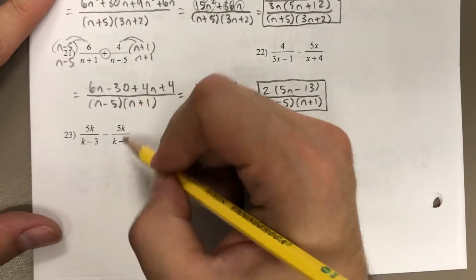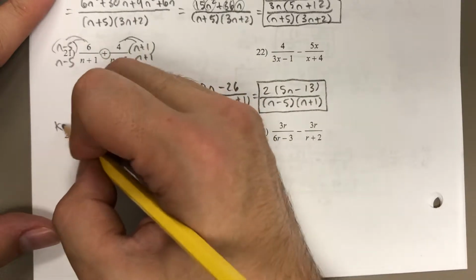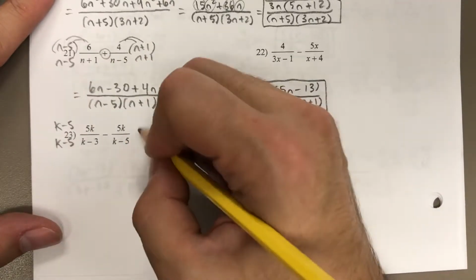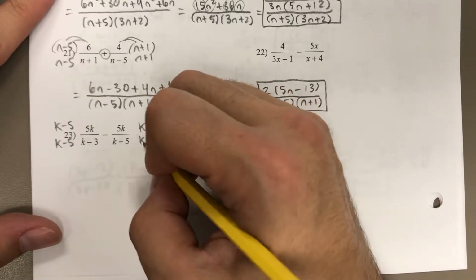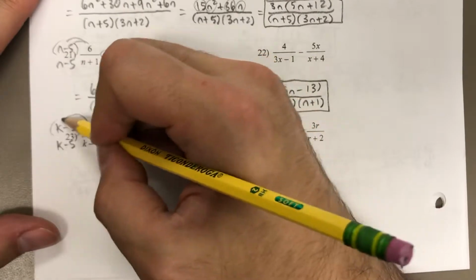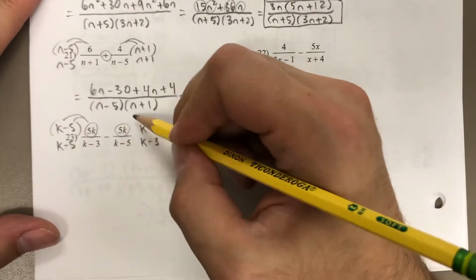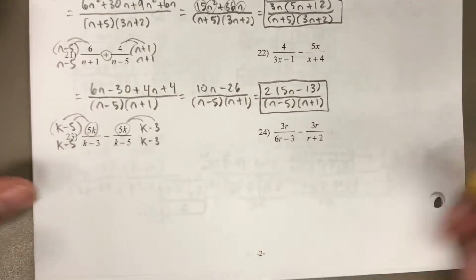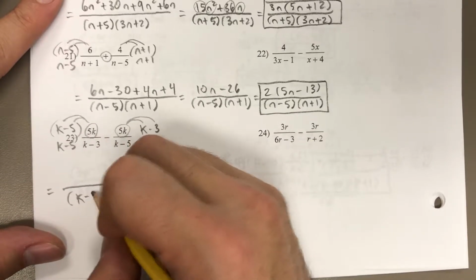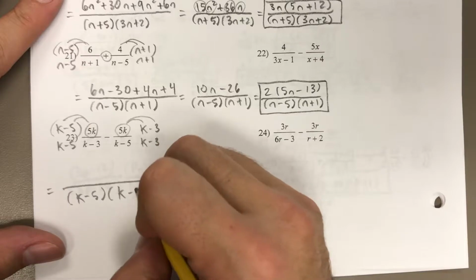So we multiply this fraction by this one's denominator, k minus 5 over k minus 5. We multiply by this one's denominator, so k minus 3 over k minus 3. All right, so distribute the 5k into both the k and the 5. Distribute the 5k into the k and the minus 3. And let's see what we get. Okay, so in the denominator, we have k minus 5 and k minus 3.